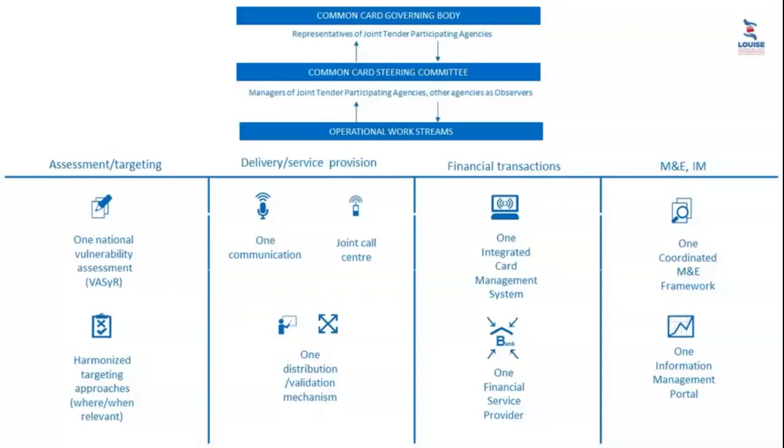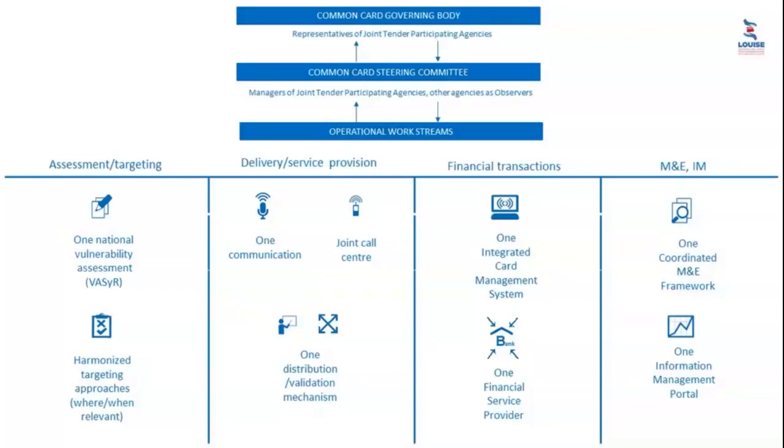Basically, we have a main structure, which has a governing body, composed of the representatives that will meet every 3 months to take big decisions. Then we have a steering committee, composed of deputy representatives, which are middle and high management, which take decisions on a monthly basis. And then you have, very interestingly, the operational and technical work streams. So we're going to go through some of them to show you how we built that Louise joint platform.